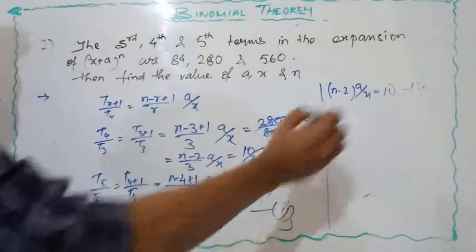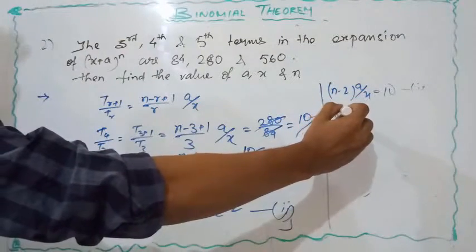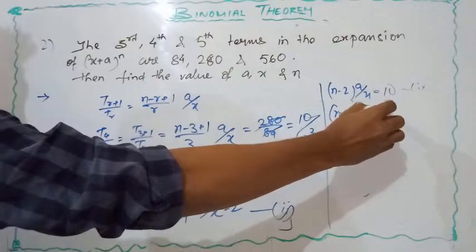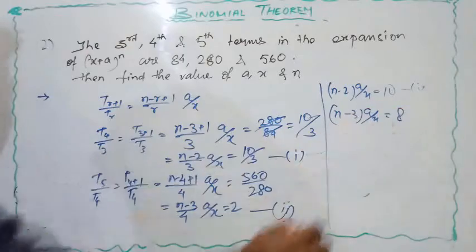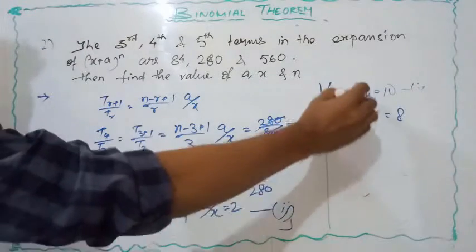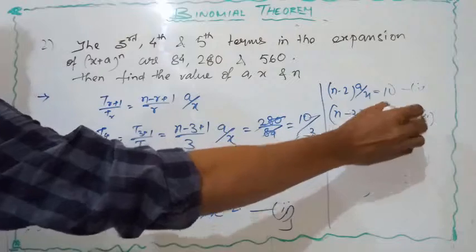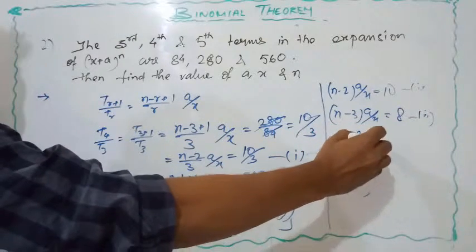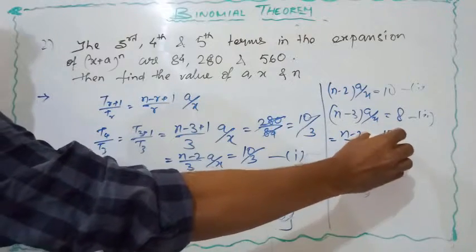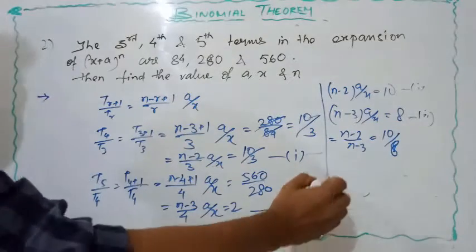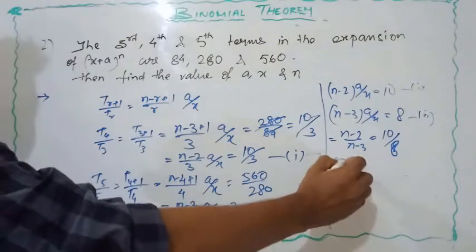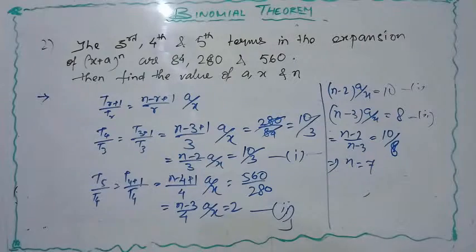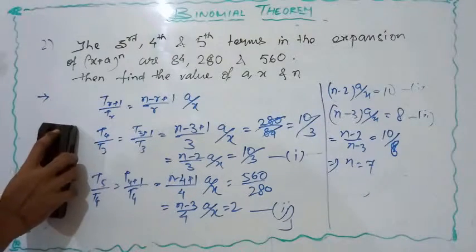This is equation 1. Second equation, (n minus 3) into a by x is equal to 8, right? So if we divide equation 1 and equation 2, we'll get (n minus 2) by (n minus 3) is equal to 10 by 8. Or from here you can get n is equal to 7. So we have got the value of n, that is equal to 7.